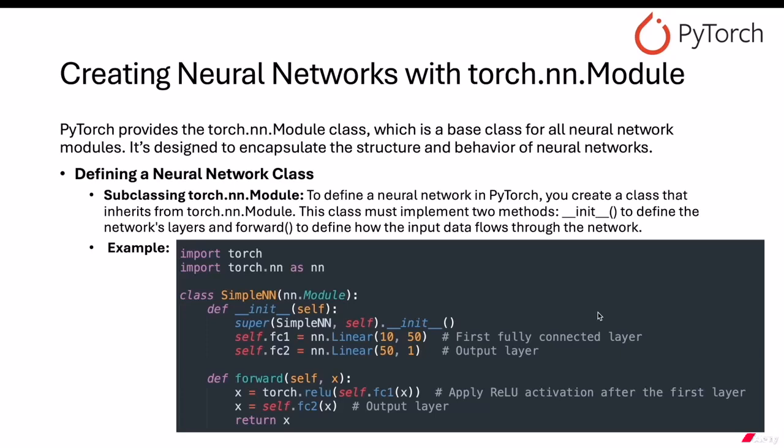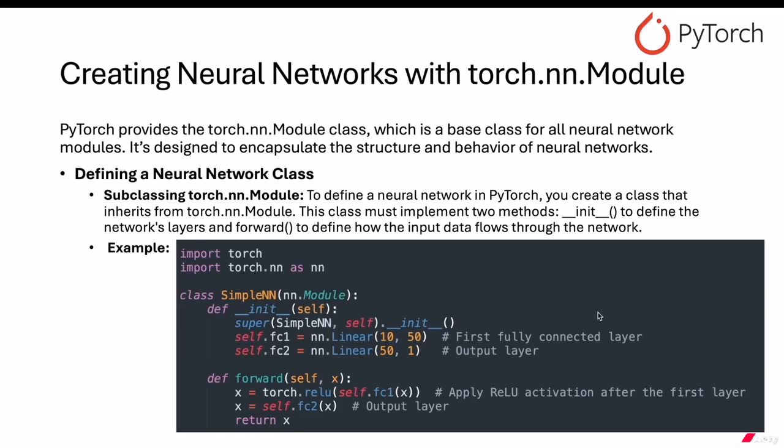This class must implement two methods: __init__ to define the network's layers, and the forward function to define how the input data flows through the network. Here's an example. Import torch and then import torch.nn as nn. I'm creating a class SimpleNN with nn.Module, and the first function is def __init__ with self as the argument, super(SimpleNN, self).__init__(). So I'm calling the super function here.